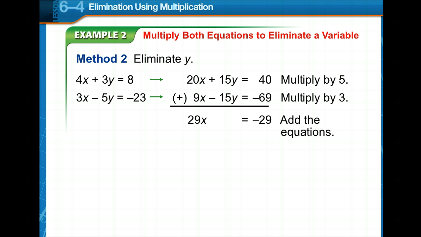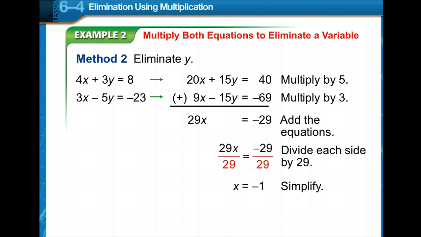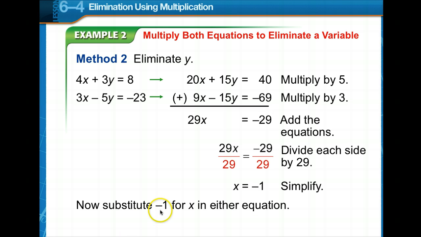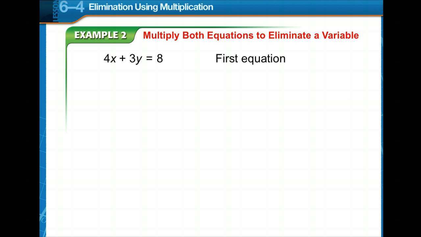So doing the multiplication, setting the equations up in a column, we're going to have 29x is equal to negative 29. Divide both sides by 29, we get x is equal to negative 1. Now we're going to substitute a negative 1 in for x in either one of these equations. It doesn't matter. In our example here, we're choosing the first equation.